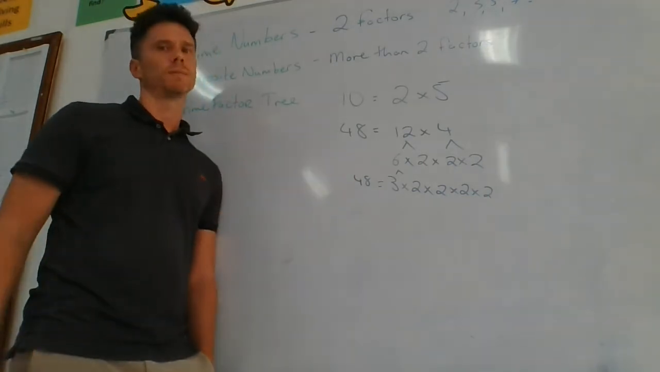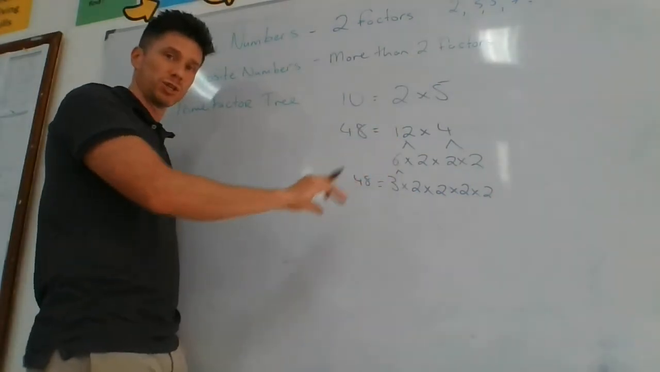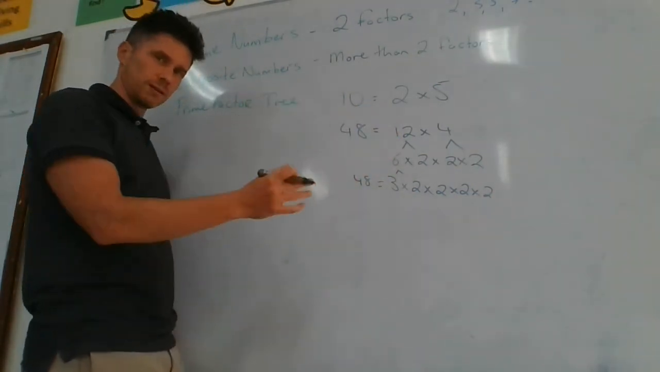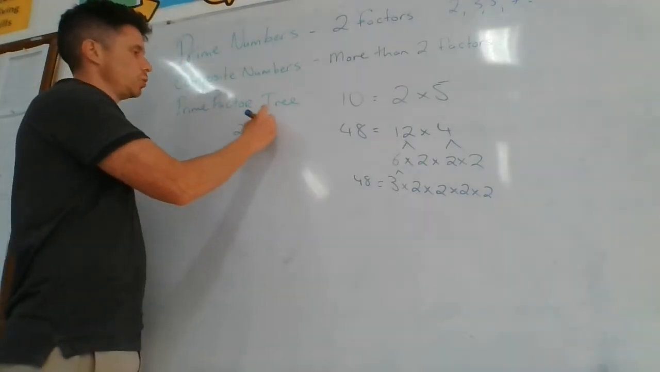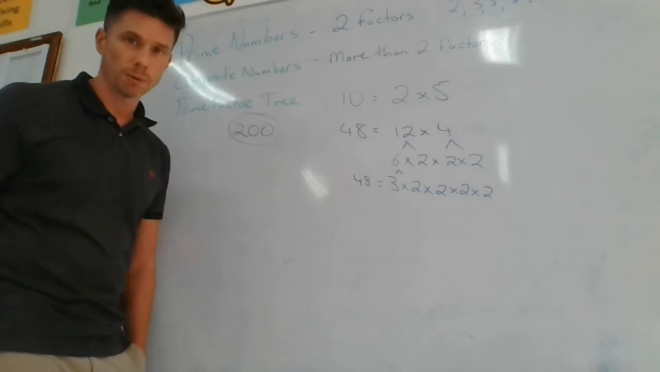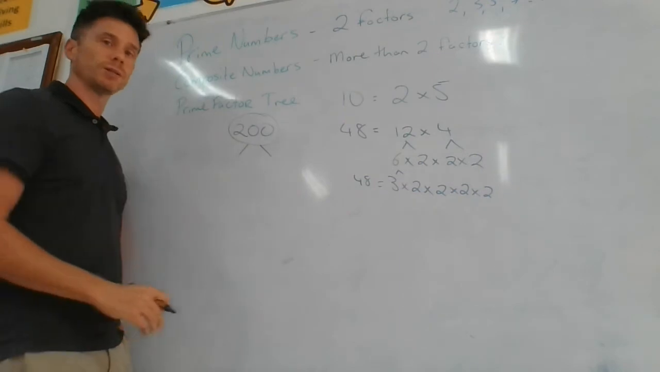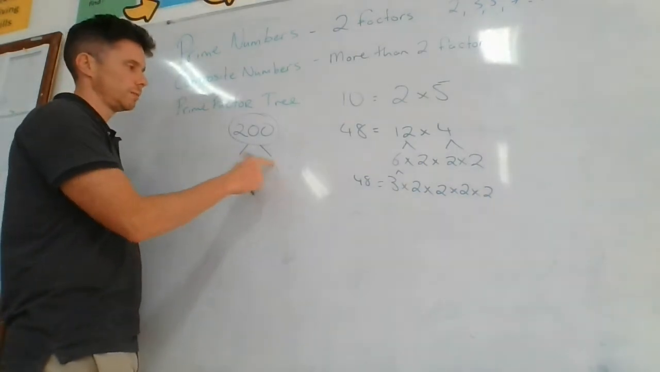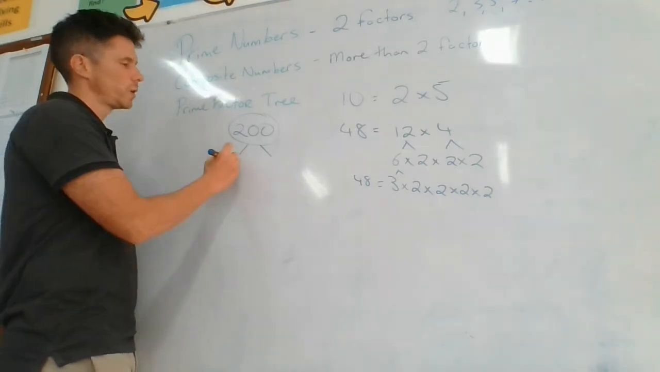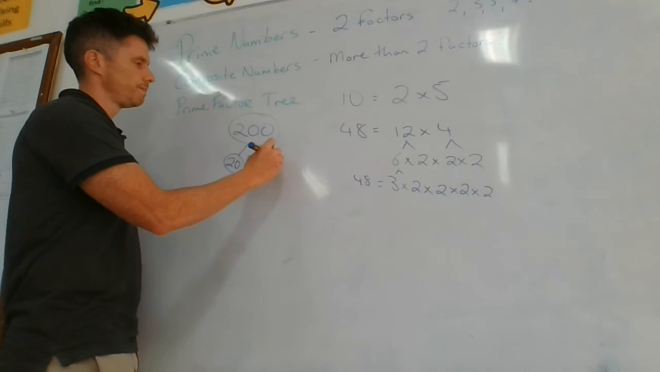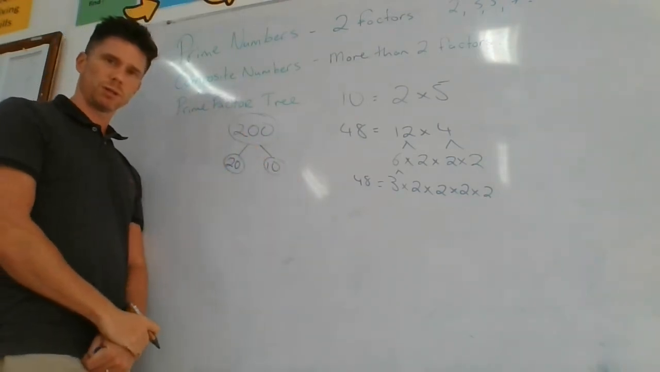But this is a bit awkward looking, and that's why we use something called a prime factor tree, which removes all these multiplication signs and makes it flow a little bit better. So let's look at a prime factor tree for 200. We put the number at the top of the tree. Now I think of 2 numbers that multiply to give 200, and I separate them into 2 factors here. So I think, 20 times 10. Now I don't write the multiplication sign, but I know that these 2 multiply to give 200.